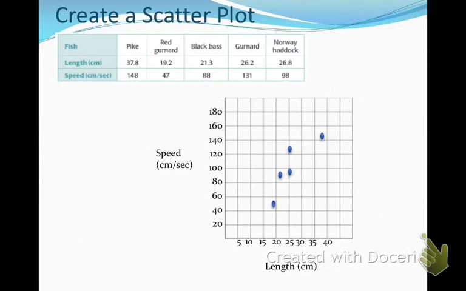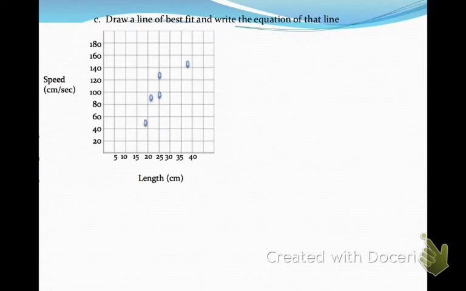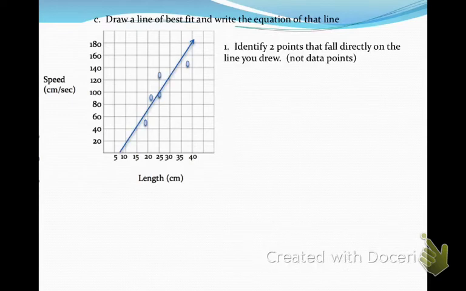So that's what my scatter plot looks like, and I would say that there appears to be a positive correlation, that as the length of the fish increases, the speed of the fish also increases. We are asked to now draw a line of best fit for this scatter plot and then write an equation of that line. So I just sketched my line of best fit, and you would do this using a ruler. And for you, all you're going to do is really just position that ruler until all the points are about an equal distance from that line. So you have some below and some above, and it seems to be following the path of those points.